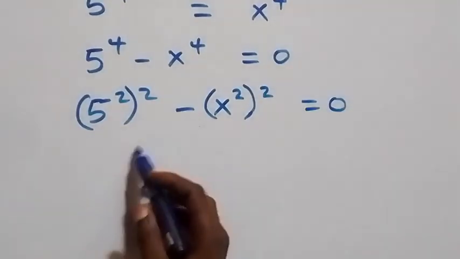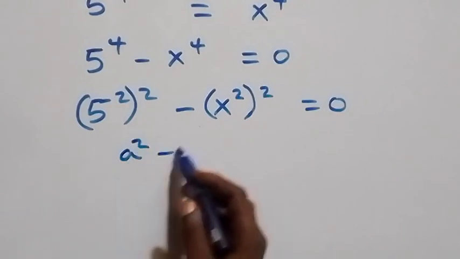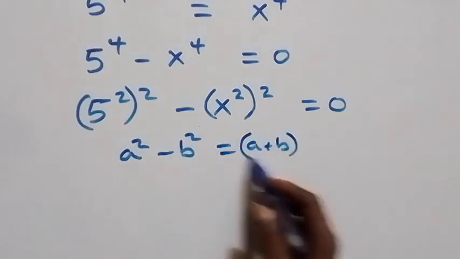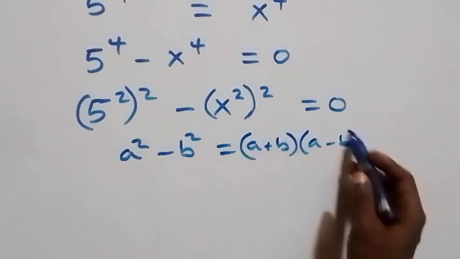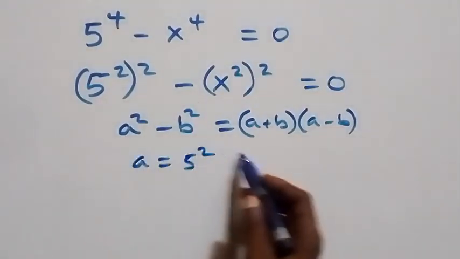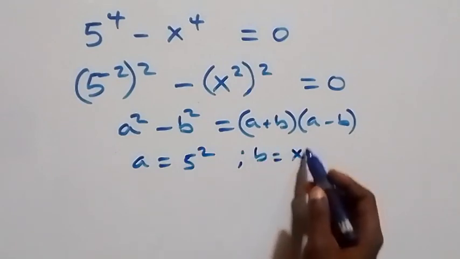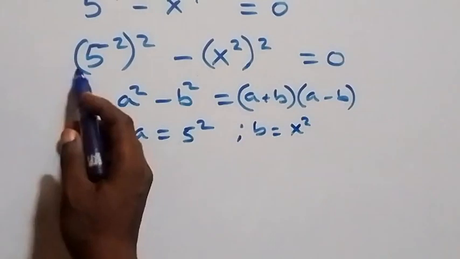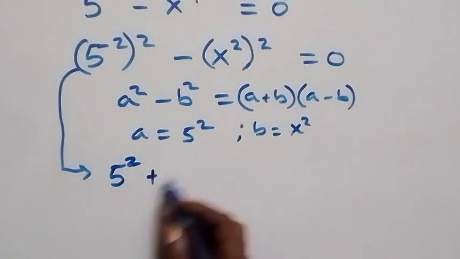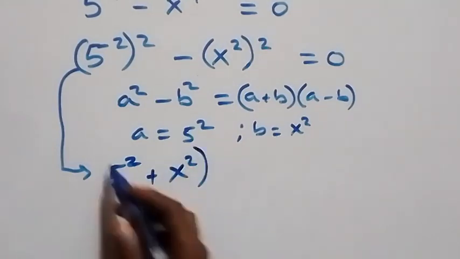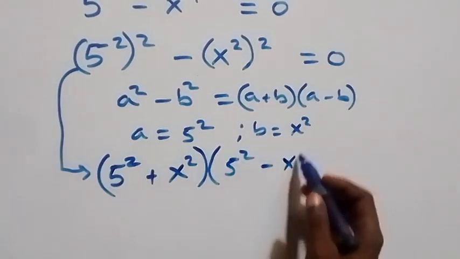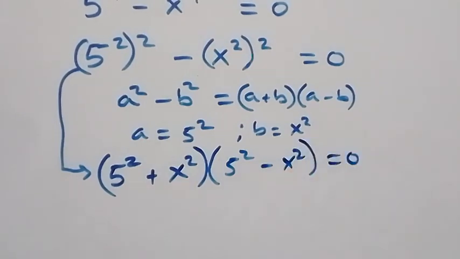And this here follows the difference of two squares, when we have a squared minus b squared, which can be written as a plus b in brackets, then open bracket, a minus b. Then here, a is equal to 5 squared, while b is equal to x squared. Then what we have here can now be written as 5 squared plus x squared in brackets, then open bracket, 5 squared minus x squared close bracket, which is equal to 0 on this side.